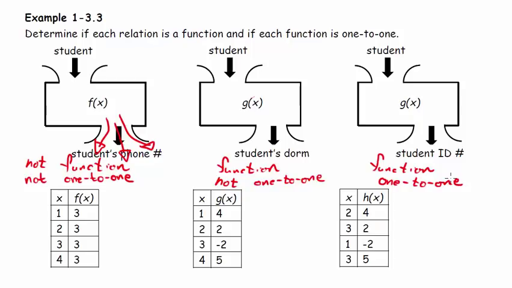All right, now let's look at a numerical representation. Here, my input of 1 has an output of 3. My input of 2 has an output of 3. My input of 3 has an output of 3. Input of 4 has an output of 3. Now, each of these inputs has only one output. Only one. Only one. All right, so this is a function.